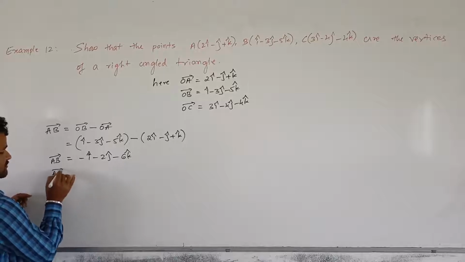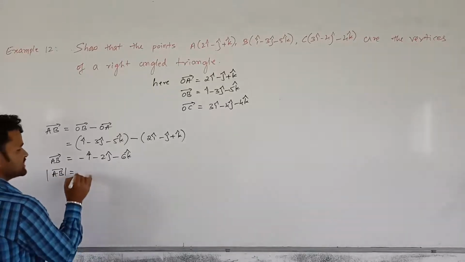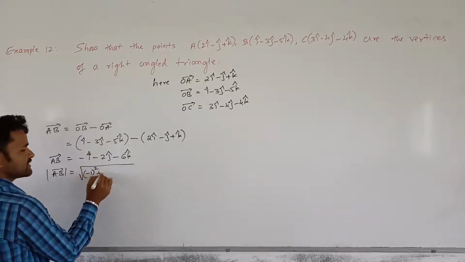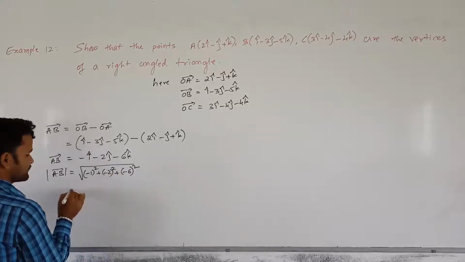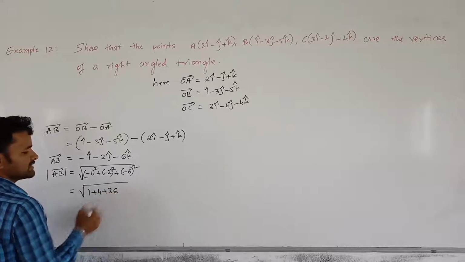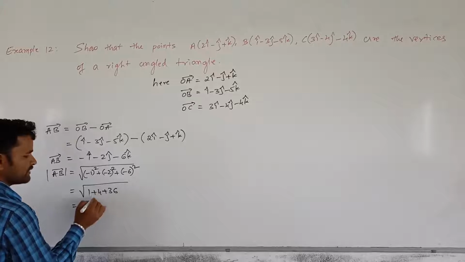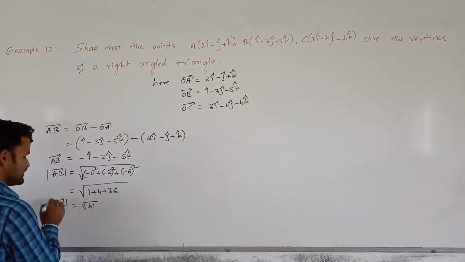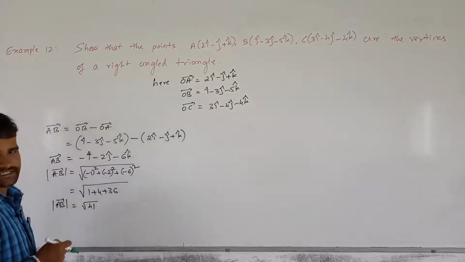Let us find out the magnitude of vector AB. Magnitude of vector AB is the square root of (-1)² plus (-2)² plus (-6)². This is the square root of 1 plus 4 plus 36, which is equal to the square root of 41. This is the magnitude of vector AB, that means the length of side AB.